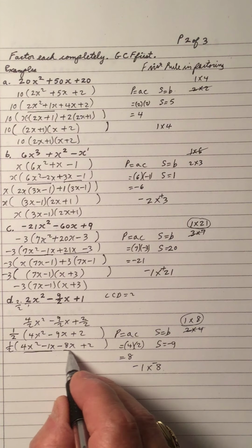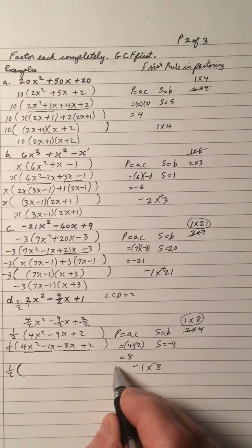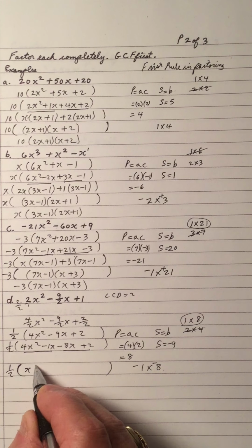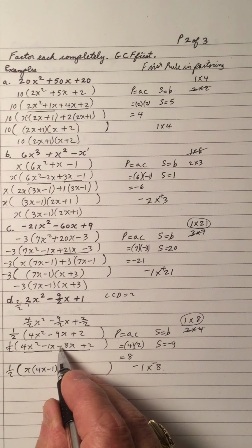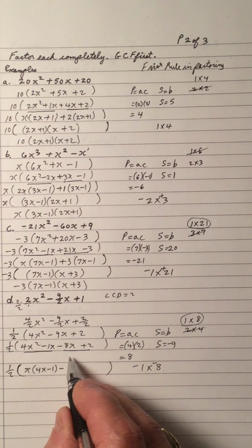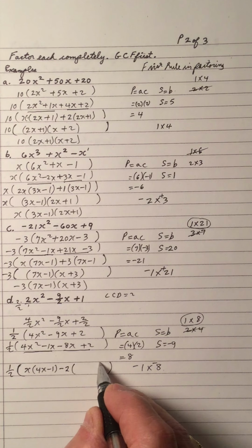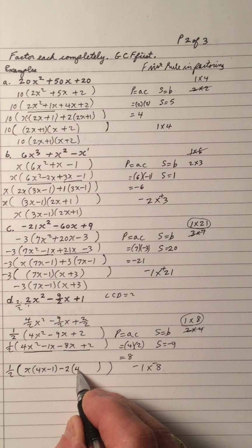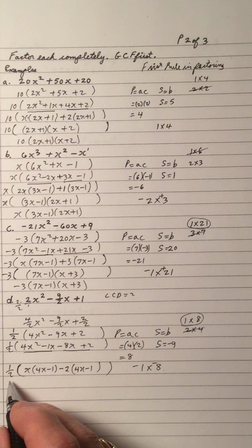Now you group them into two pairs. You get a half, big bracket. So x is common here, so we take an x out. We get a 4x minus 1. And we got a negative here, so we take the negative out. And we see negative 2 is common. So negative 8x divided by negative 2 is 4x. 2 divided by negative 2 is negative 1. We got a half.